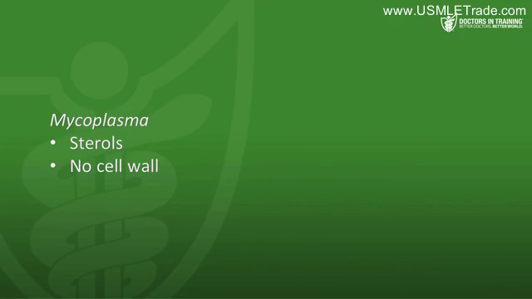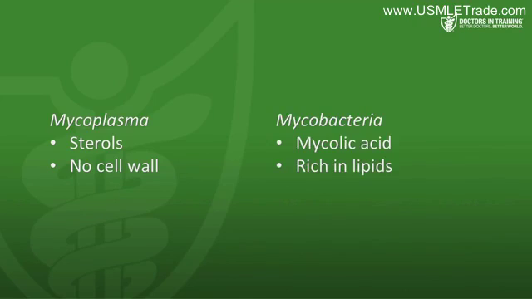Another bacteria I want you to remember is Mycobacteria species. Mycobacteria have cell walls that contain mycolic acid and are rich in lipids, making them somewhat resistant to gram staining, but very resilient in a variety of environments.